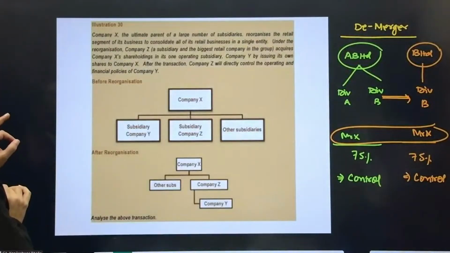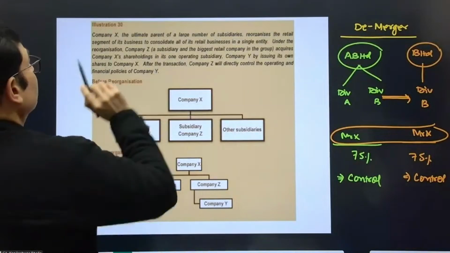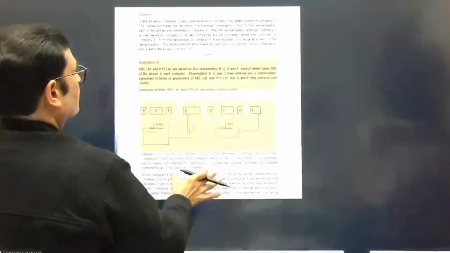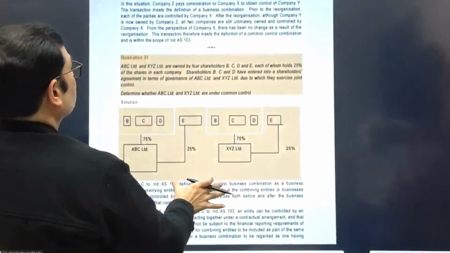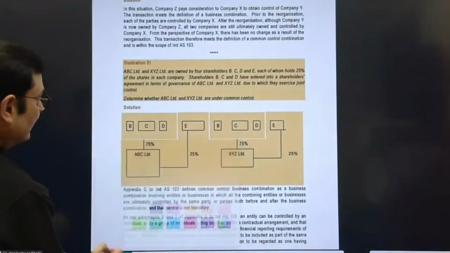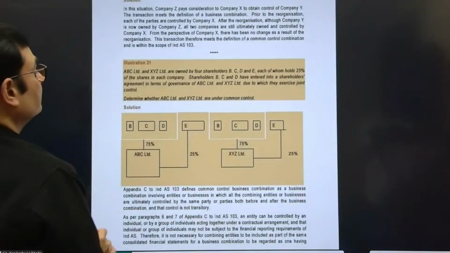Now, in terms of illustration 30, it says company X, the ultimate, or I think let me first take another question with you. I think it's better to take illustration 31 first. Yes, let's go to illustration 31 first. So let's first have a look at illustration number 31. Now, let me just read the inputs in illustration 31.